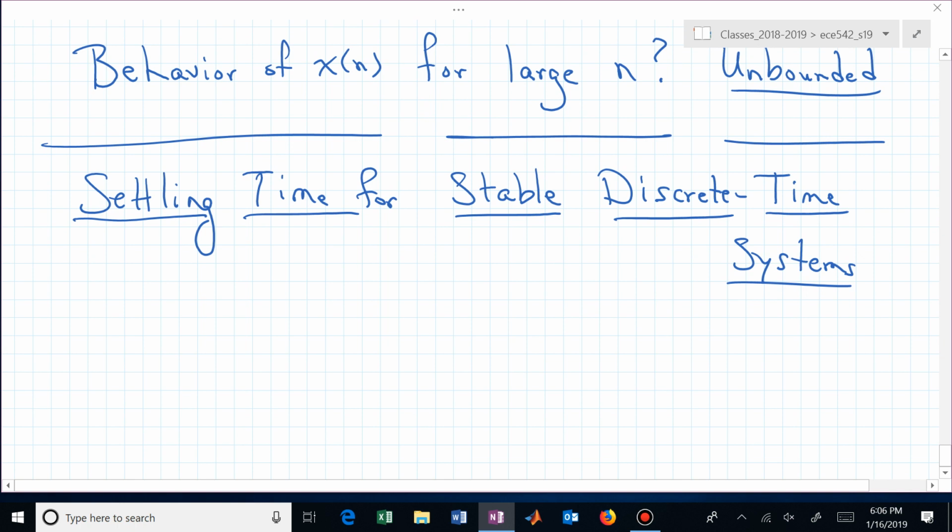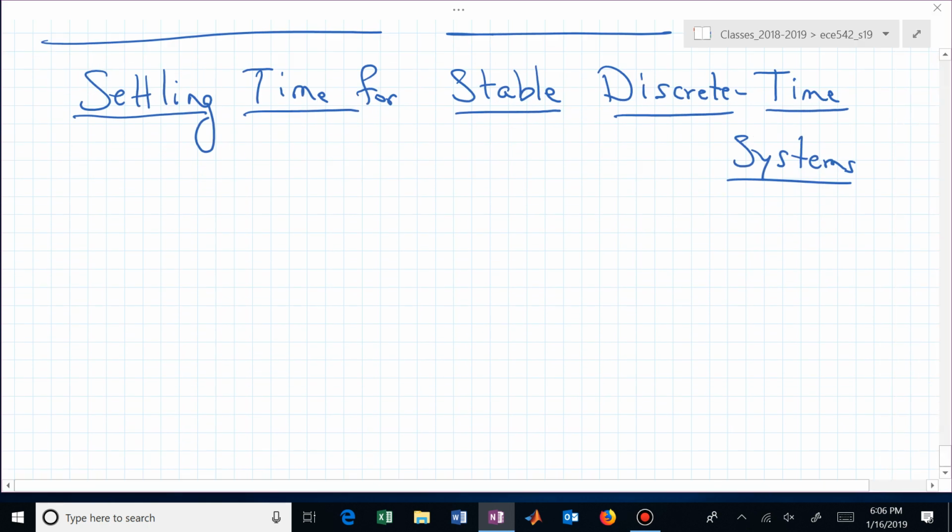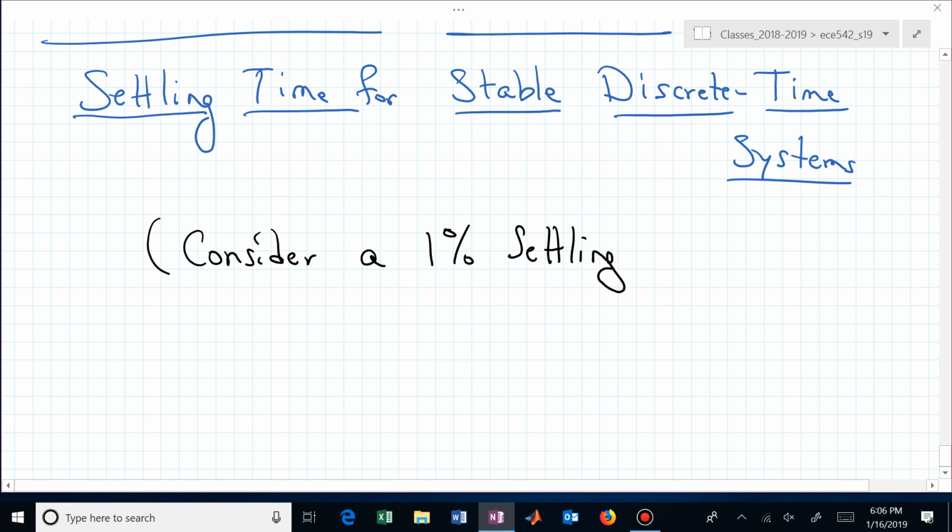So we have to have a stable system in order to even talk about a settling time. And just to be consistent with earlier classes, depending on what you did in your class, I know last semester we didn't talk about 1% settling time. I think we talked about 2% settling time. So let's talk about 1% settling time in this class. We now have a 1% tube, not a 2% tube.